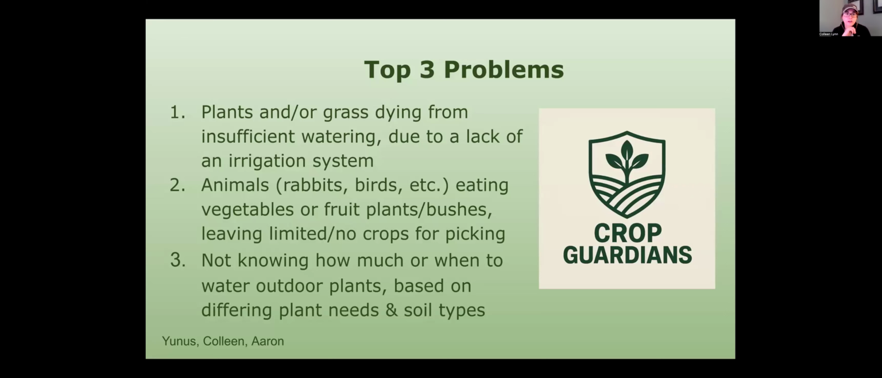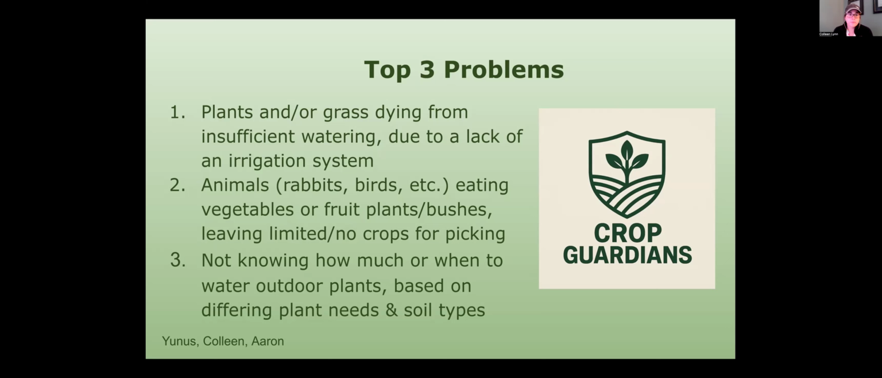Right, I can go for our group. So our first one came out of talking about grass dying from the sun and the heat, but not having a sprinkler system in place. So you either have to run a bunch of hoses or set up your sprinklers and just try to keep your grass and plants from dying.